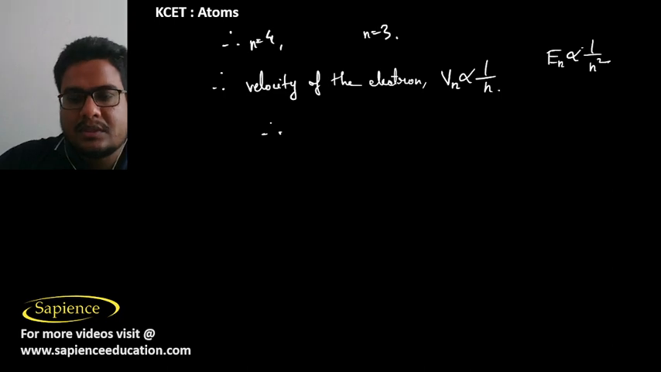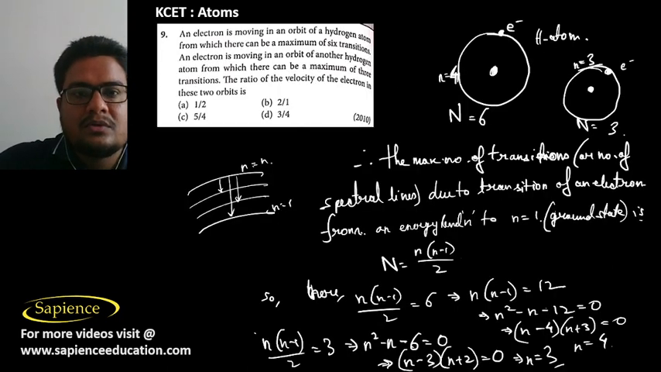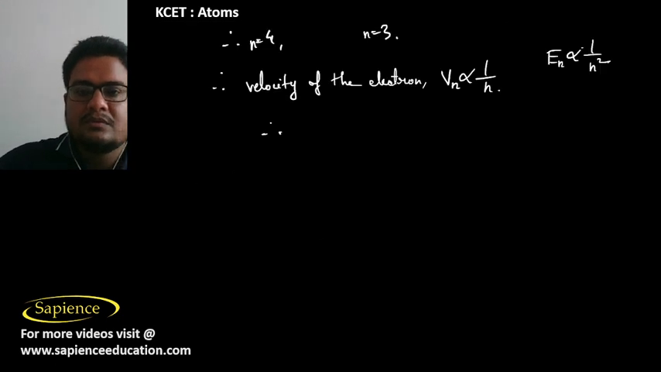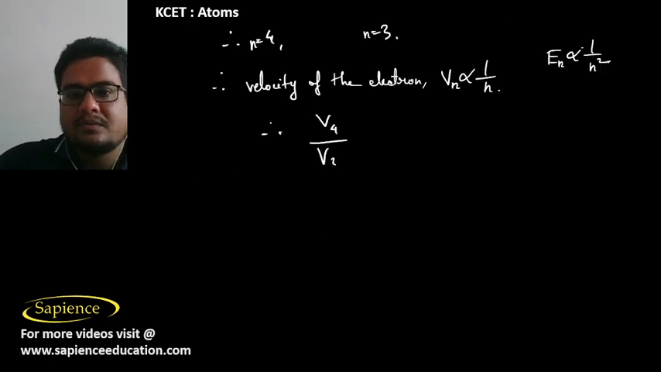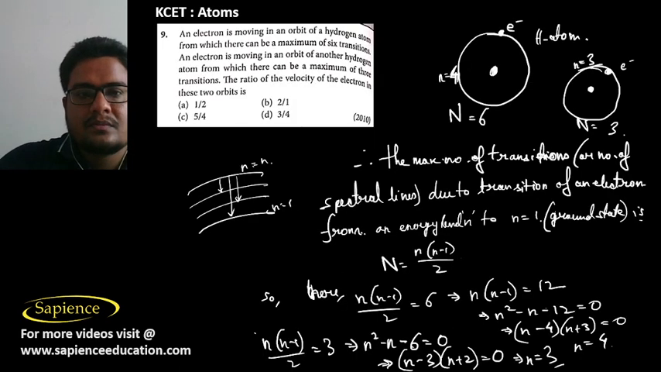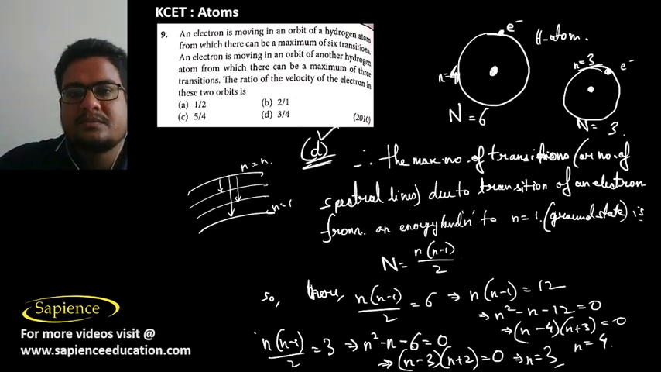Therefore, the ratio of the velocity of the electrons in these two orbits, means we have to find v4 and v3. It means that will be 1 by 4 by 1 by 3, that is 3 by 4. Option D is the correct answer.